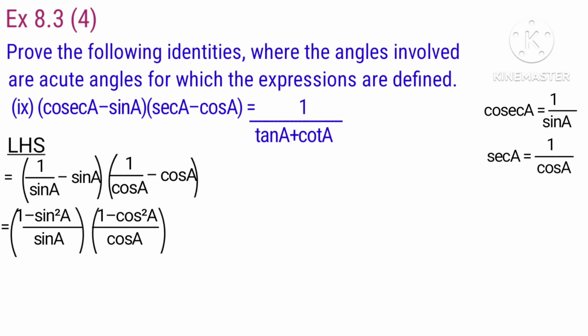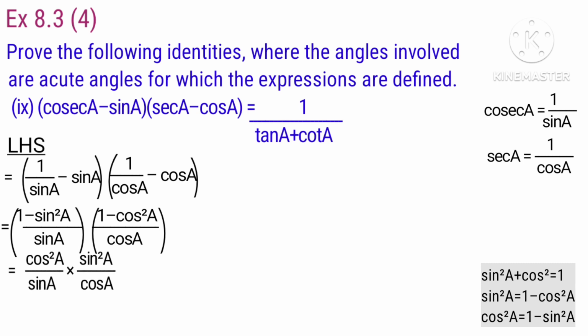So அது ரிலேட்டடாக ஏதாவது ஃபார்முலா இருக்கான்னு பார்த்தா yes, we have a formula that is sin square a plus cos square a is equal to 1. So இதில் எனக்கு sin square a ஓட வேல்யூ மட்டும் வேணும்னா I can take it as sin square a is equal to 1 minus cos square a. அதே மாதிரி cos square a ஓட வேல்யூ மட்டும் வேணும்னா I'm taking as 1 minus sin square a. So when I substitute this I'll get cos square a divided by sin a into sin square a divided by cos a.